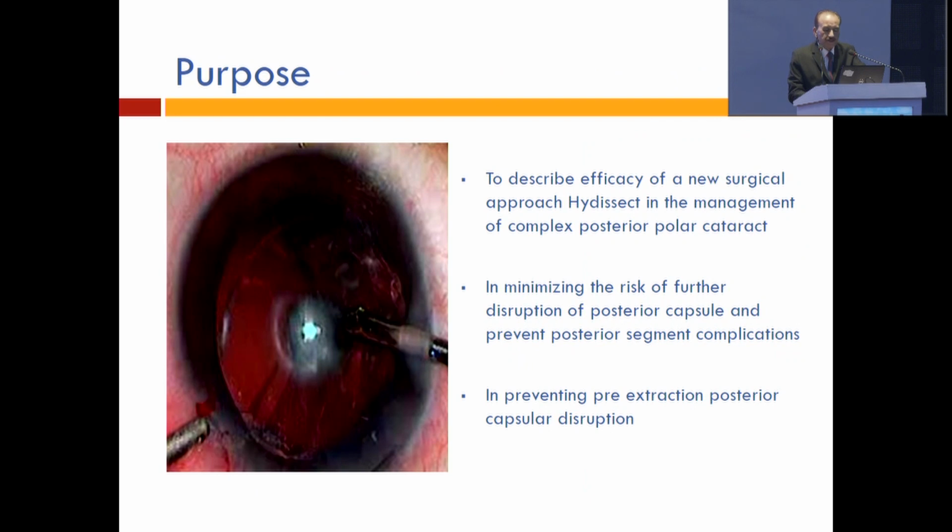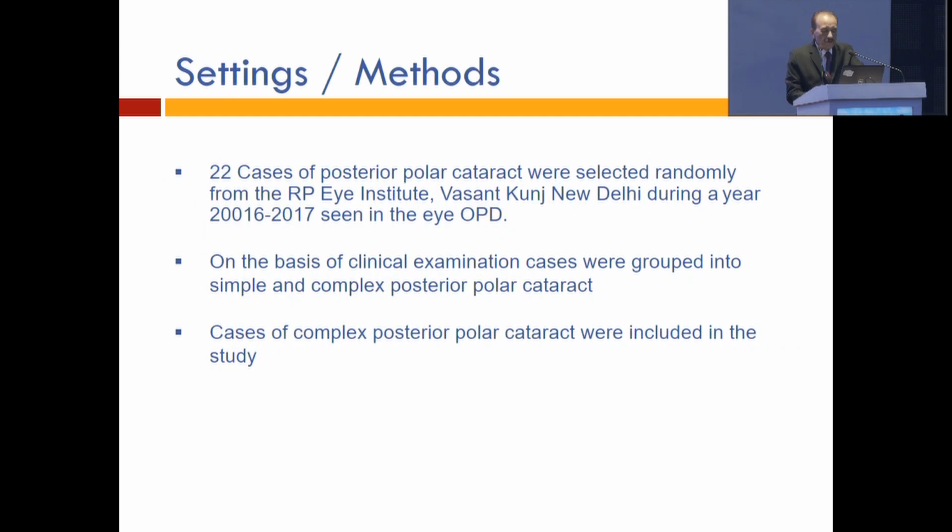So the purpose of the study is to describe the efficacy of a new surgical approach, high dissect, in the management of complex posterior polar cataract, minimizing further disruption of the posterior capsule, preventing posterior segment complications, and preventing pre-existing posterior capsular disruption. We took 22 cases of posterior polar cataract from our center in Delhi. On the basis of clinical examination, these cases were grouped into simple and complex posterior polar cataract. We took all the complex posterior polar cataracts into our study.